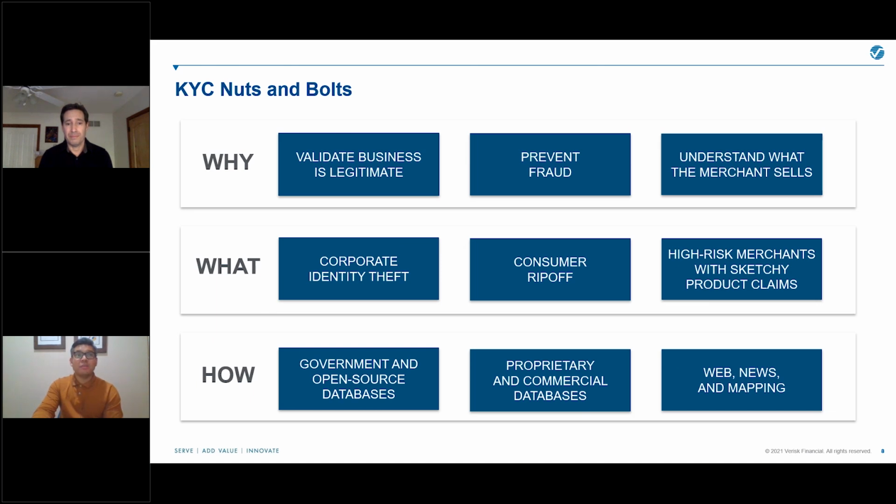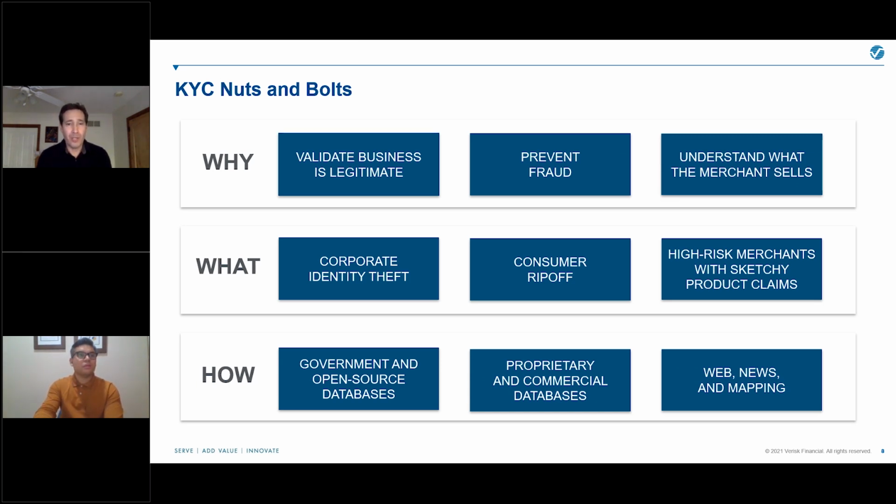Great. And as part of level setting everyone on the call, it would be great if we could briefly run through the nuts and bolts of KYC. Matt, could you walk us through the why, what, and how of KYC due diligence?